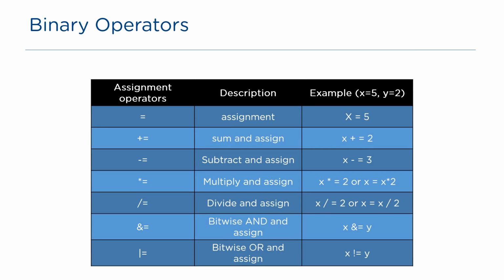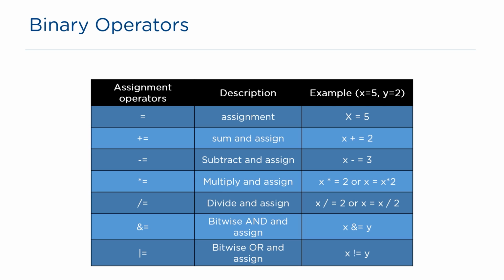Following, we have assignment operators. You may understand better when you look at the example. The assignment operator is used to assign a value to a variable. As you can see in the example, x is equal to 5, the value 5 is given to the variable x. Next is sum and assign, that is, x plus equal to 2 means the number 2 is added to the value of x. Next, subtract and assign. That means subtracting the number 3 from the value of x.